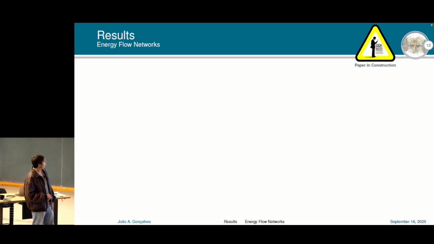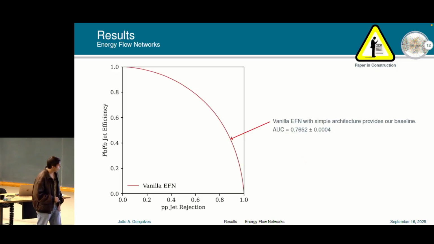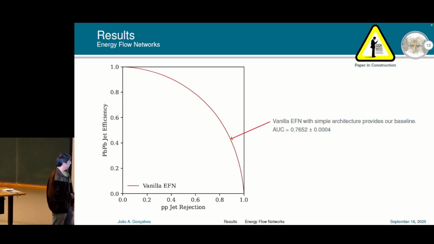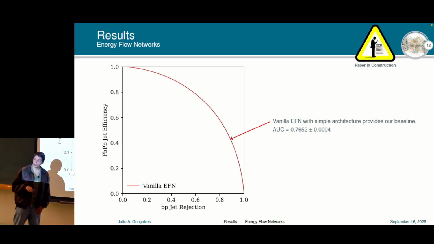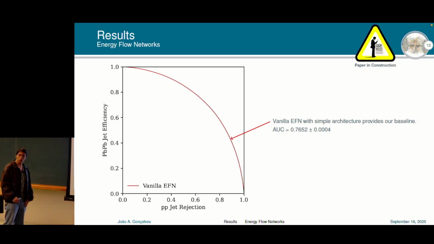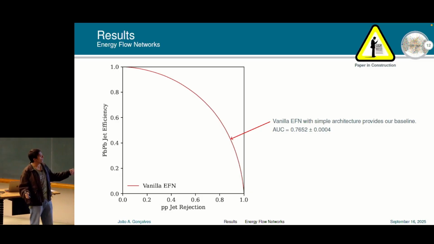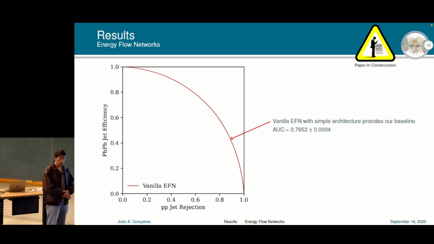So at this point, we start looking at neural networks. In particular, the energy flow network, just the vanilla style one, in the sense that I'm not adding any jet observables yet, I can get already a 5% increase from the previous baseline. So we have 0.77, 0.76 of the AUC for the vanilla, excuse me, energy flow network.